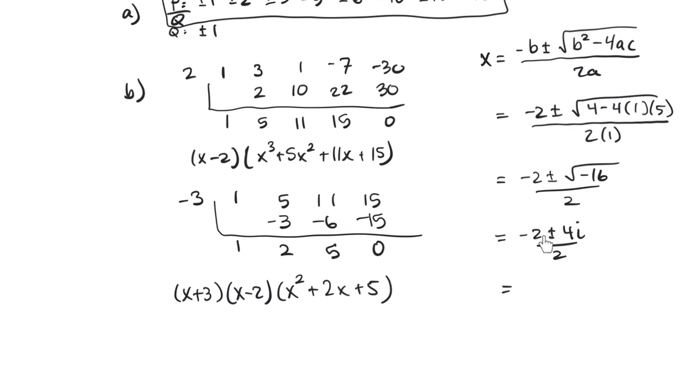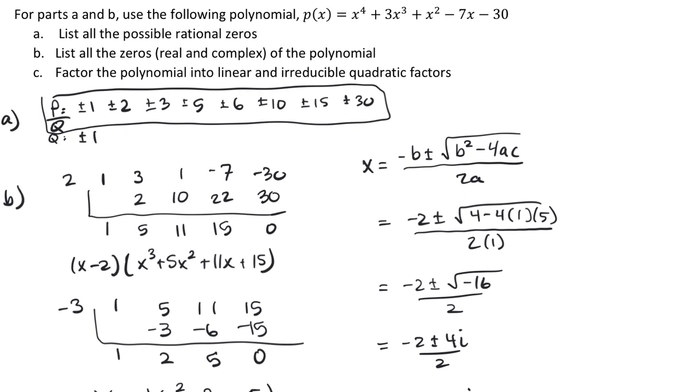And then both of these values are divisible by 2. So negative 2 divided by 2 is negative 1, and 4 divided by 2 is 2. So to reduce this, we get negative 1 plus or minus 2i. But then for part B, all of the zeros are x equals 2, x equals negative 3, and x equals negative 1 plus and minus 2i. So that's the answer to part B.